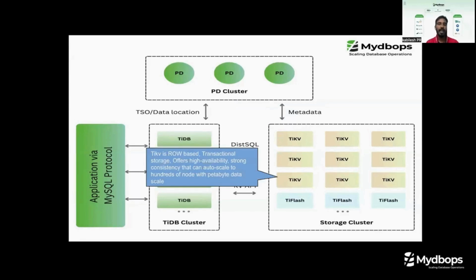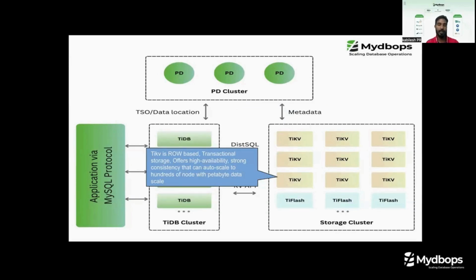Here comes the actual storage layer. The actual data is stored in TiKV. TiKV is a key-value storage. It is built on top of RocksDB. It is row based and transactional. It offers high availability by forming a raft group within a smaller data chunk. We'll discuss this later.